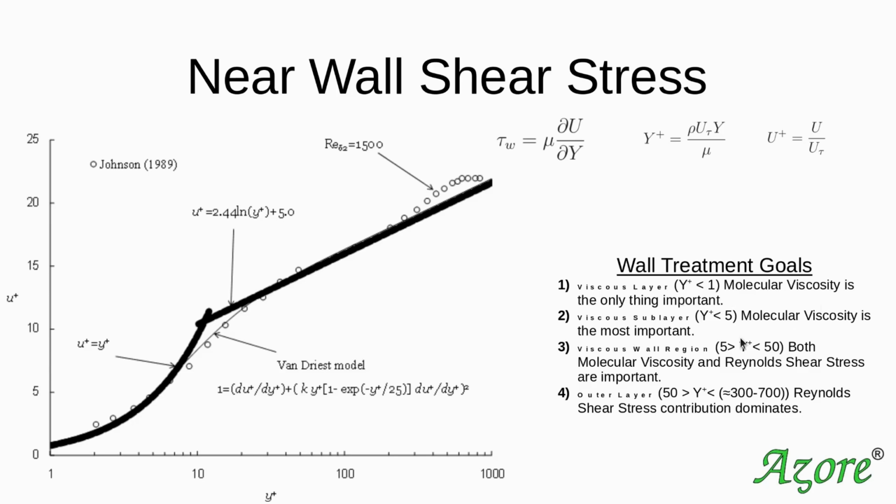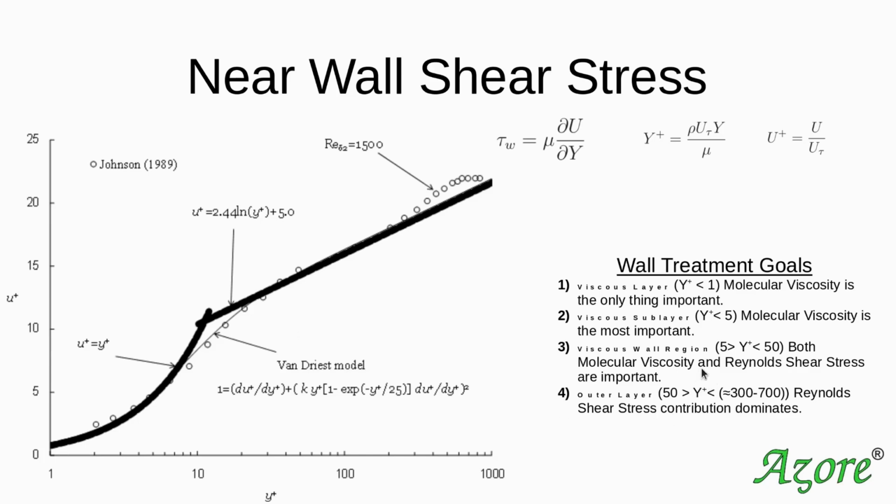And that happens right around 5. But between 5 and 50, both the molecular viscosity and the Reynolds stresses matter. So here you can kind of see right in this area, this is where turbulence begins to impact the relationship for the viscosity in that area, or what's really happening in that boundary layer.